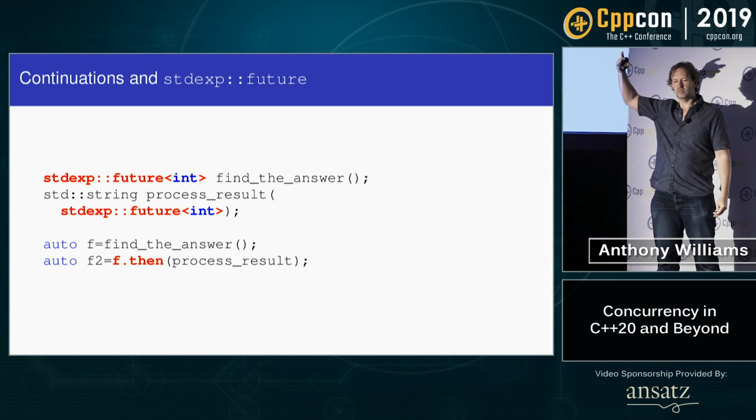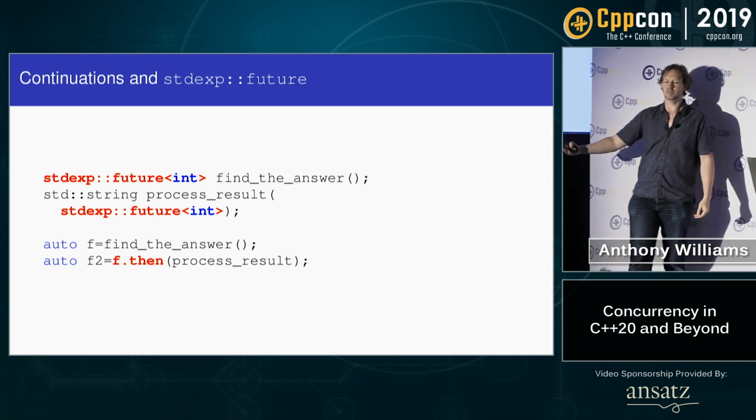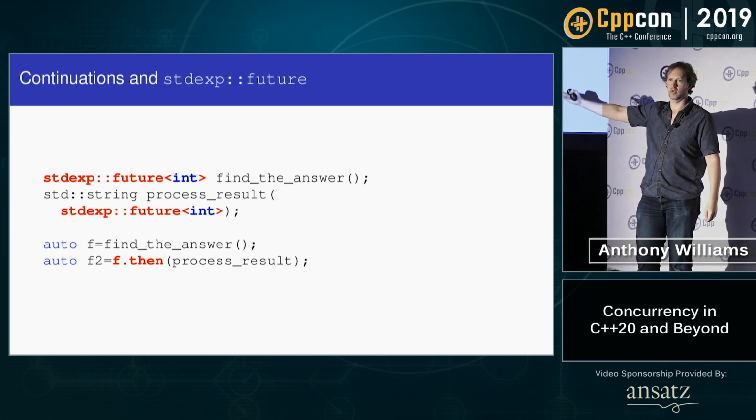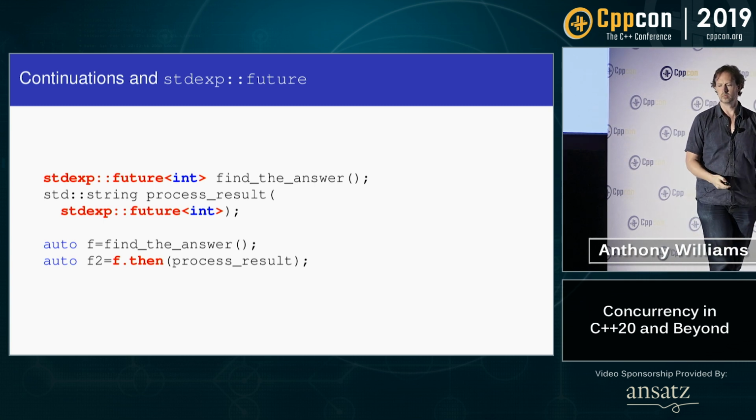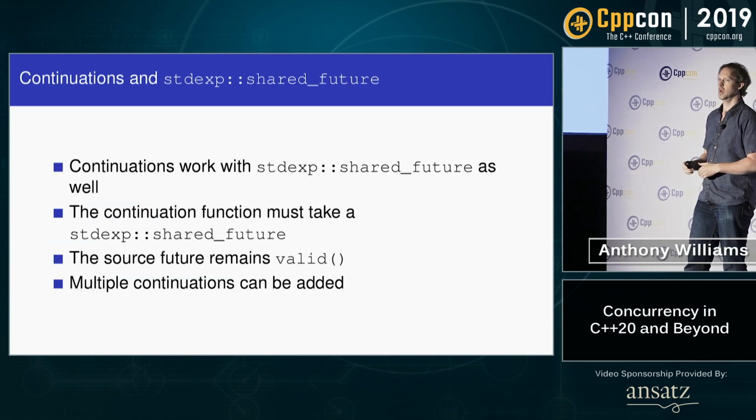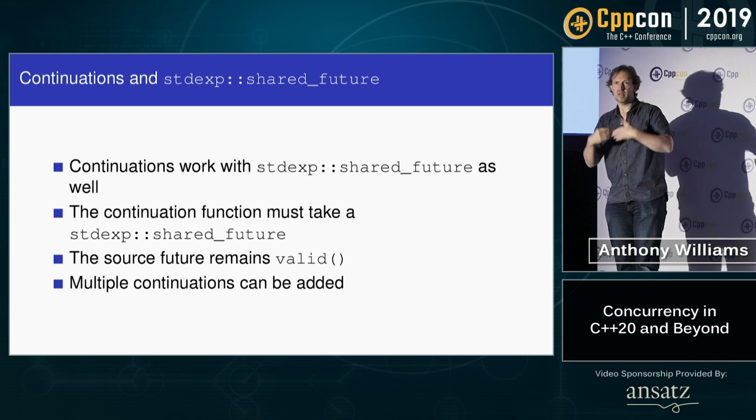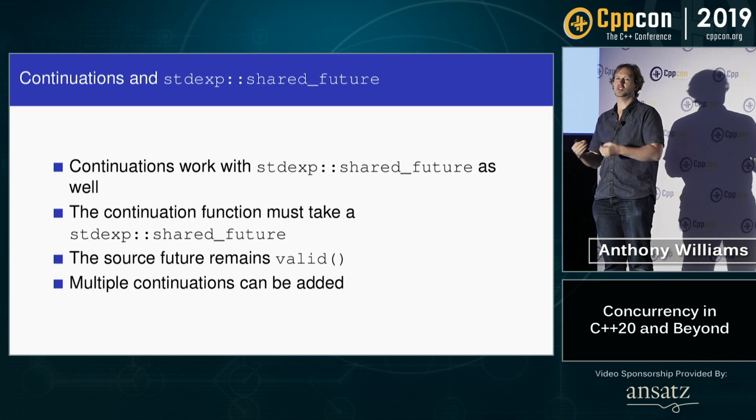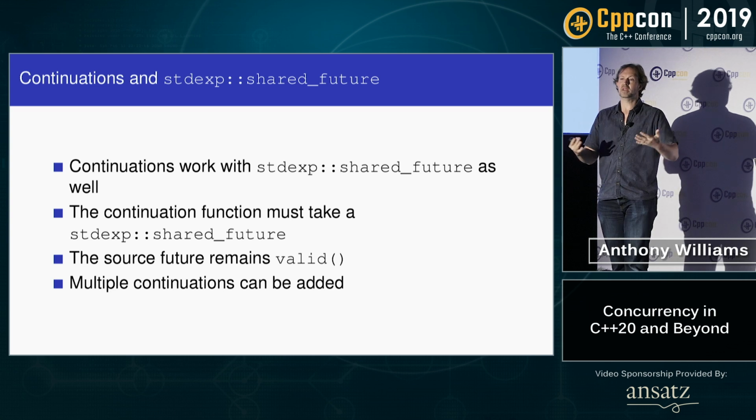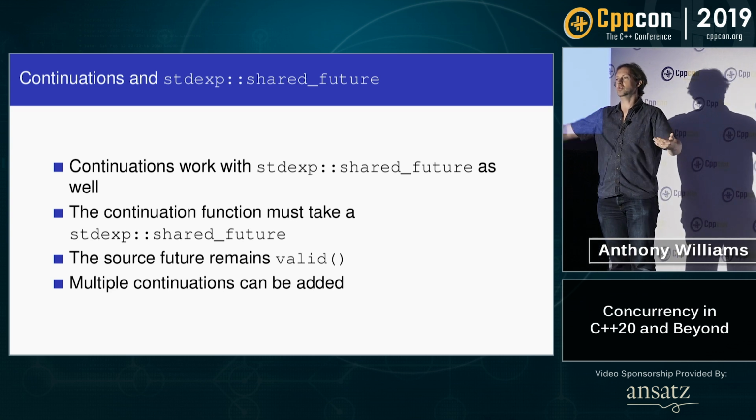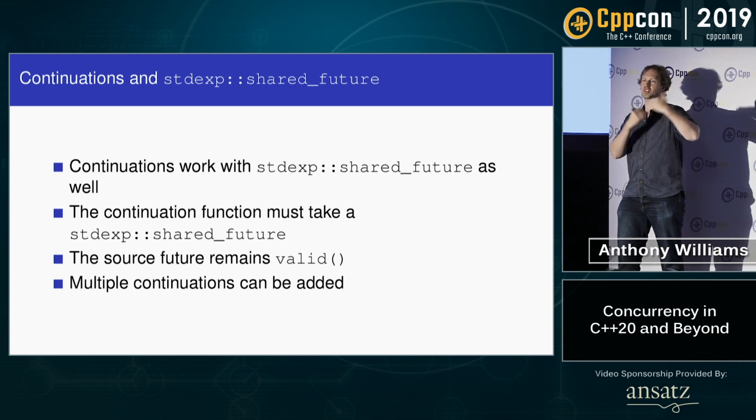So if we had some function to find the answer that gave us a future, and we wanted to process that result, then we could say, f.then process result. It also works with shared future, but the parameter to the continuation must then be a shared future, and the source future remains valid. Because you can have multiple copies of a shared future, each of them can schedule continuations, so actually you can schedule multiple on the same source one as well.